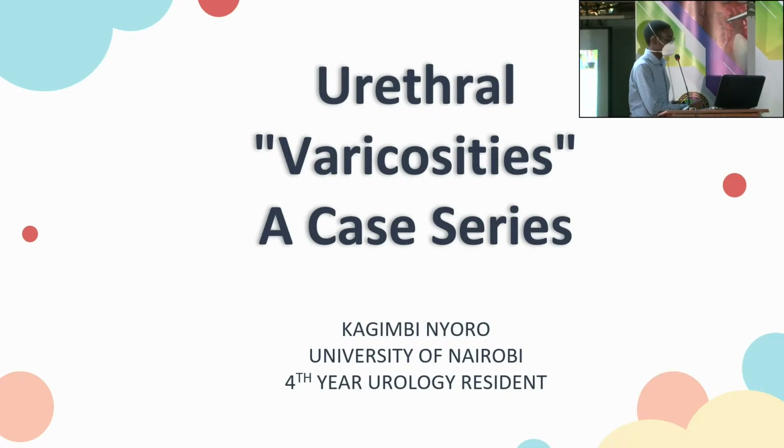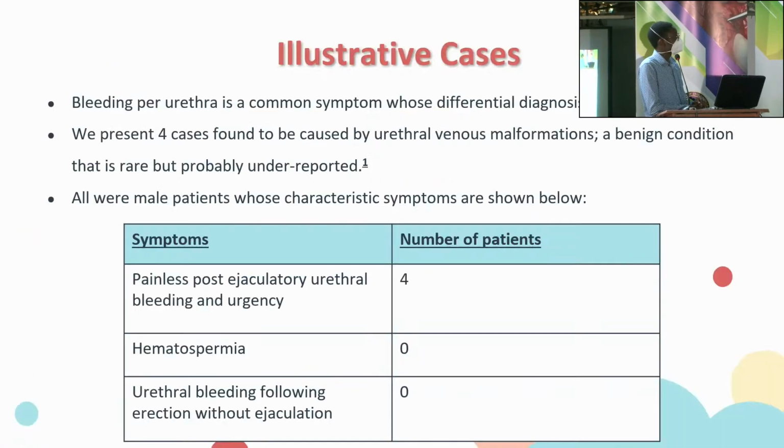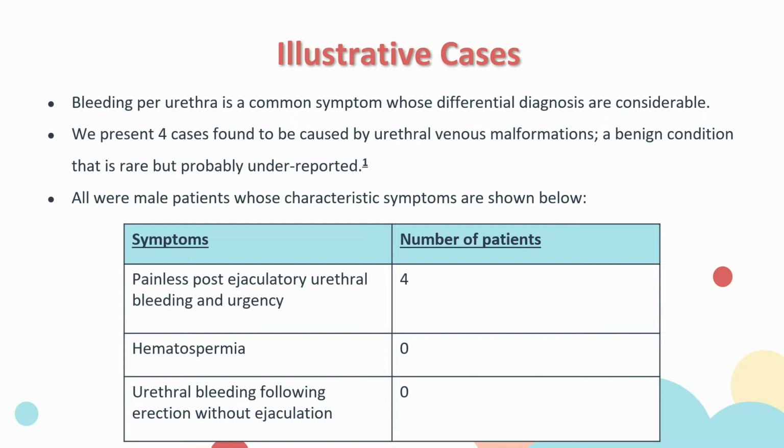All right, introduction has already been made. So I'll be presenting on urethral varicosities, a case series of 4 patients reviewed in one surgical unit. Urethral bleeding is a common urological symptom with many differential diagnoses. This is one of them that's overlooked, and there is sparse literature on it, as well as very few case series, and much of the research done is on case reports.